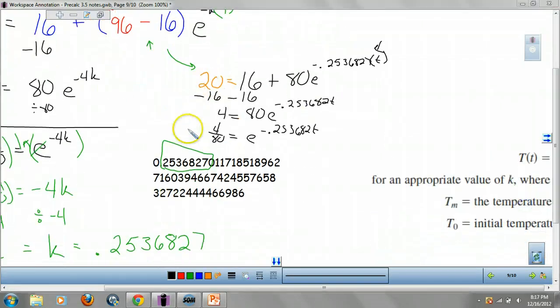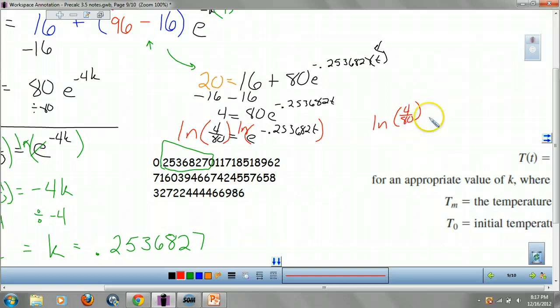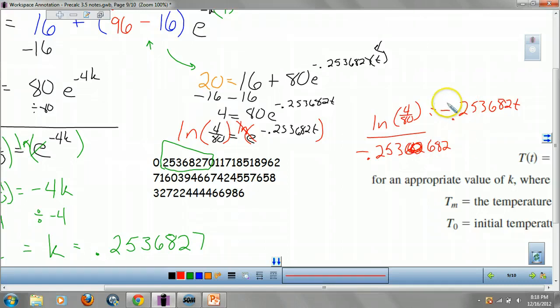Now what do I do to both sides, guys? I have an e. How do you get rid of e? You take the natural log of both sides. So I'm left with the natural log of 4 over 80. You might say, Schultz, why aren't you reducing it? Because it's pointless to. Then the natural log and the e cancel now, guys. Natural log is the inverse of e. So I divide both sides by that nasty number, negative 0.2536827, and that will be my t. You're just going to plug that into your calculator. We'll leave it like that for now. That's your answer. Fun stuff, right? Let the complaints begin.